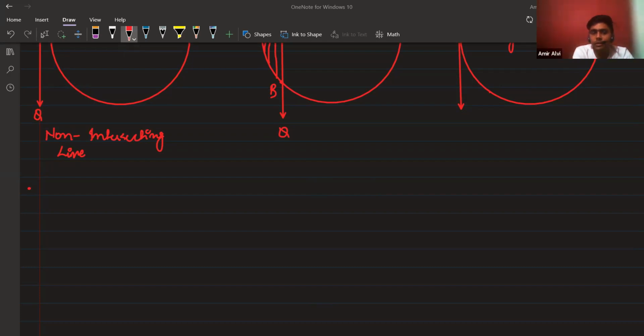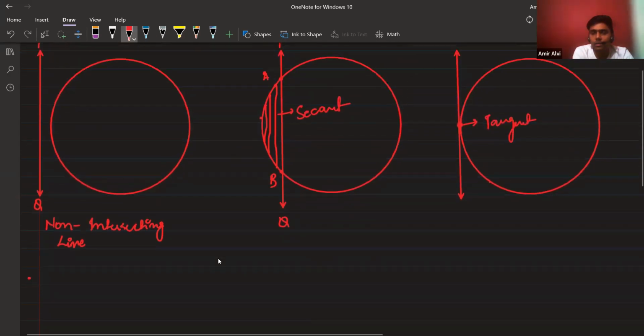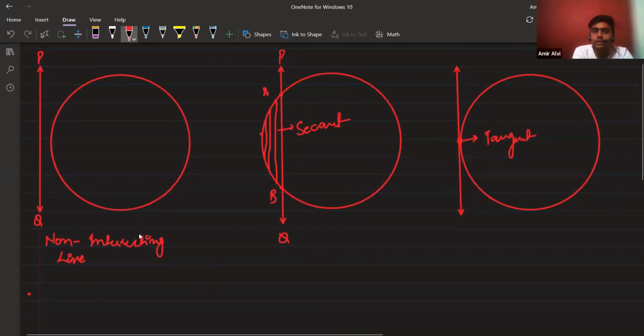Then we wrote the names for those two other circles. Like I didn't forget the word. For the first one, we wrote non-intersecting line, right? For the second, non-intersecting line, because the line is not intersecting the circle at any point. Clear? Okay, yes. And what will be the names for secant and tangent?